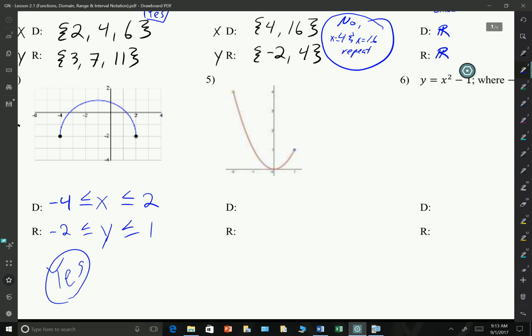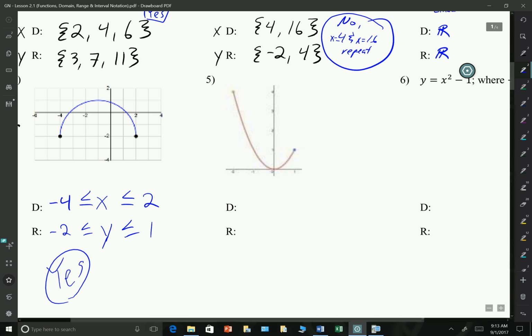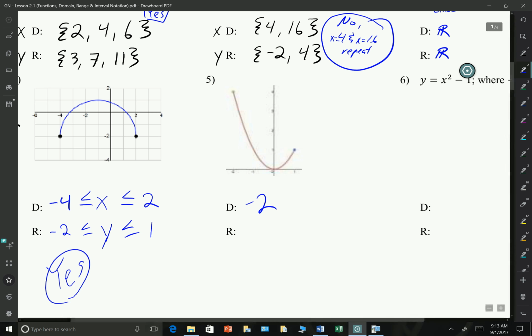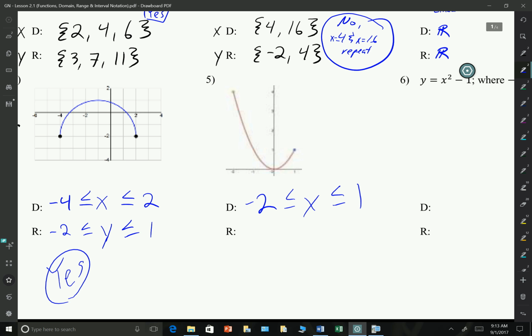What's the first x value it starts at, if I go vertical? Negative 2. It's still touching until what x value? 1. Your x is between negative 2 and 1. Least to greatest, left to right. So if I do my y for the range, I start at the bottom. What's the first y number? 0. So here's what's interesting.